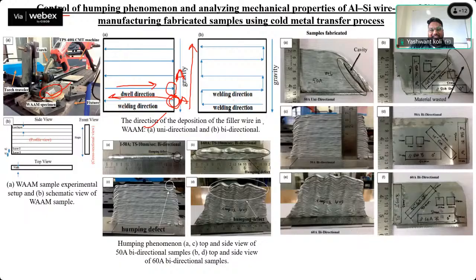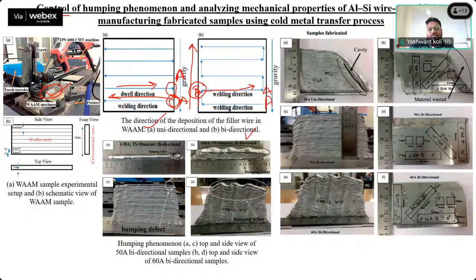If we go for bidirectional, suppose point A is the start of the first layer, and this is point B. We just have to increase the height by the hatch distance we are taking, and we start the second layer at point B, which is the end of the first layer. So we are layering the second layer at point B and continuing towards point A, and then alternately the layers can be deposited.